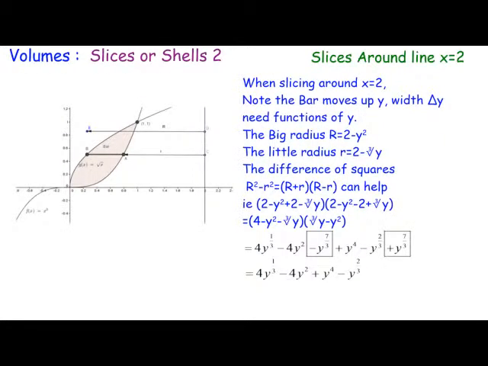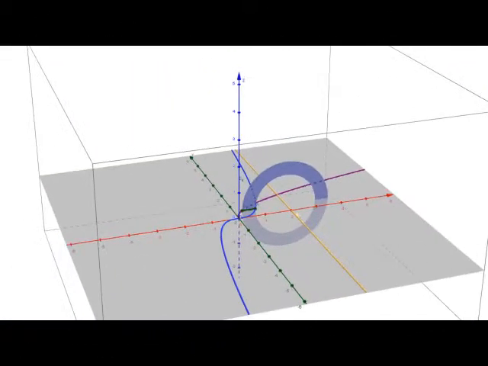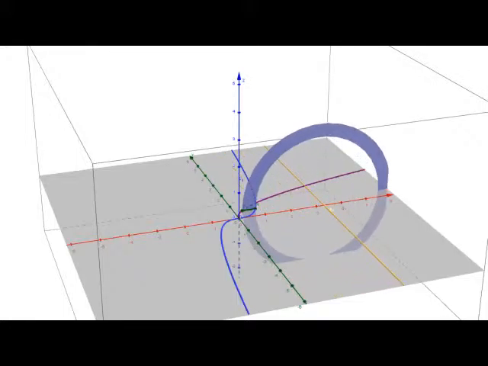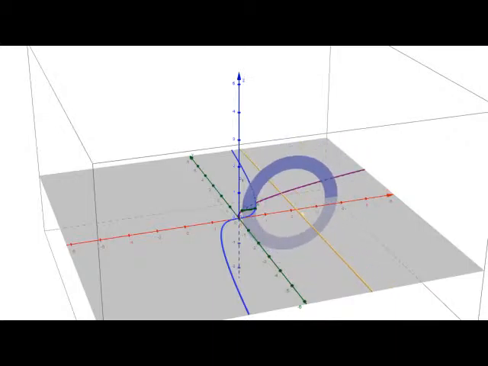Okay, now we're going to do a slice around the line x equals 2. This is obviously the other direction. Let's have a quick look at the slice around x equals 2. I'll just move that line to show you, and try and get that on 2.